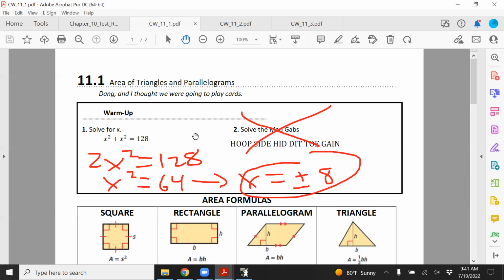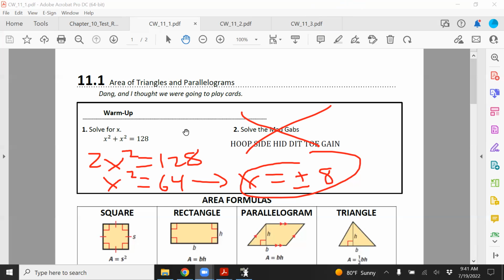It can be negative. Because if we're plugging negative 8 here, what's negative 8 squared? Negative 8 times negative 8 is 64. 64 plus 64 is 128. So it could be negative also. So that's just a little warm-up. Look right below.